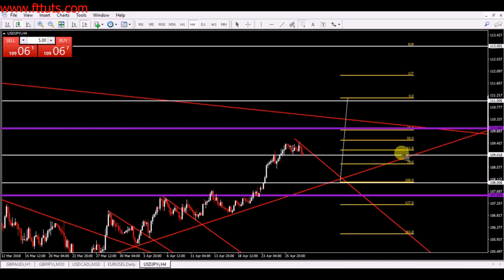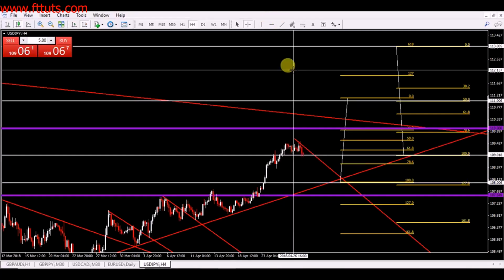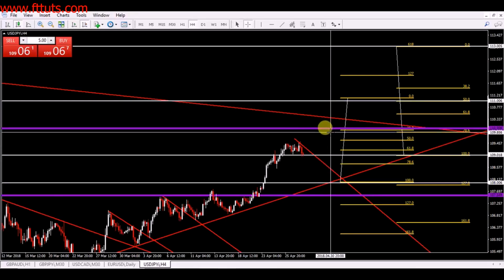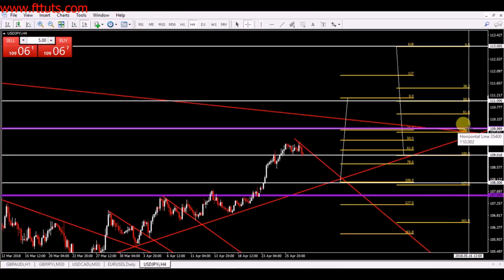Let's see what happens. If that was respected, A, B, C, potentially C, well, that would be the backside of this trend line. That would be the whole number of 110.00, and that would be the fib level of 78.6 in confluence with what would be this resistance area. Previous resistance becoming support, backside of the trend line, fib level, whole number.